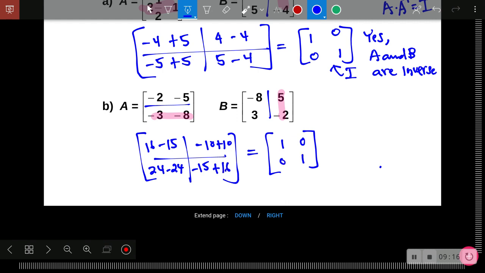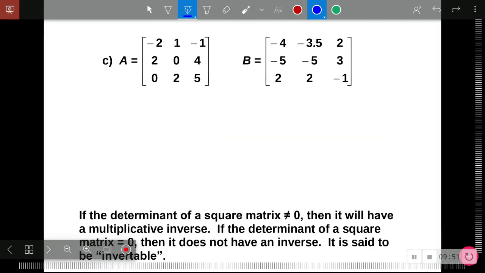So here's the final results. And since that's I, yes, A and B are inverses. So we could call this matrix A inverse, or we could go the other way and call this matrix B inverse. Okay, so eventually on the next pages, we're going to learn how to find the inverse.